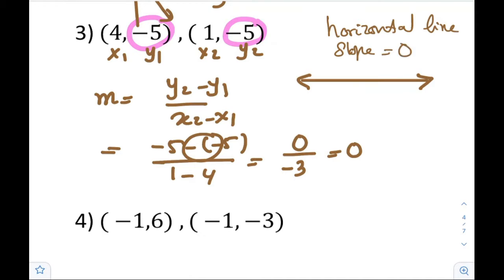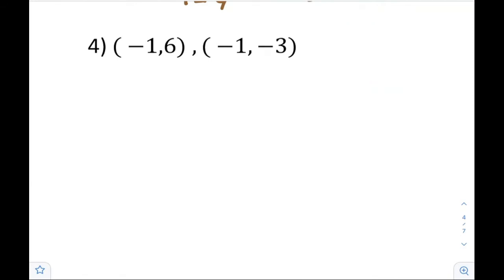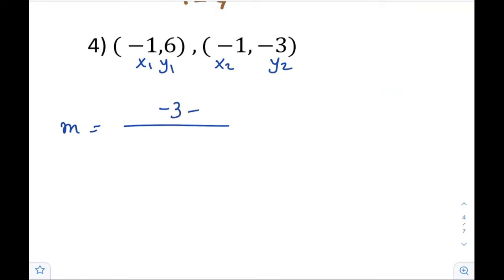Okay, let's take another example. For this exercise, x1, y1, x2, y2, if you apply the formula of the slope, you can say minus 3 minus 6 over minus 1 minus minus 1. So it's minus 9 over 0. Minus 1 plus 1 is 0.